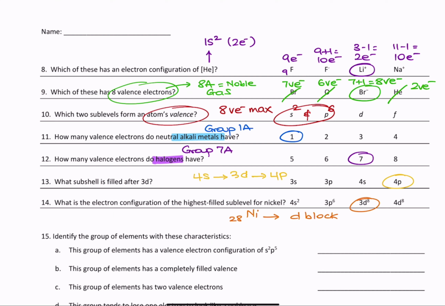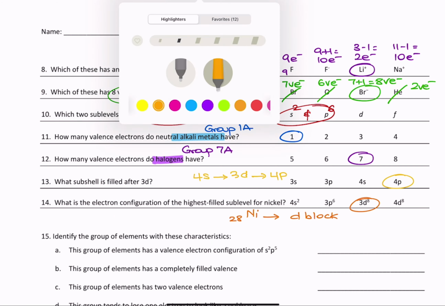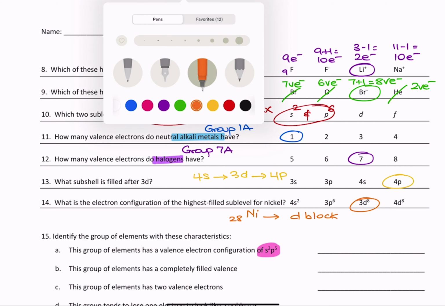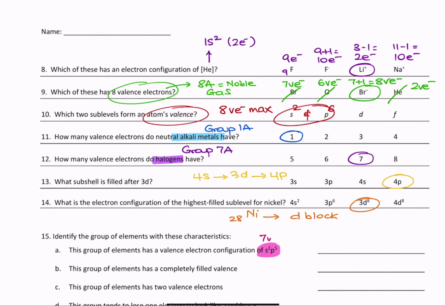Identify the group of elements with this characteristic. A. This group of elements has a valence electron configuration of s2p5. So s2p5 means that we have a total of 2 plus 5, 7 valence electrons. This is group 7A, and this group is called the halogens. This group of elements has a completely filled valence. What does completely filled valence mean? It means s2p6 with 8 valence electrons. This is group 8A, the noble gases.